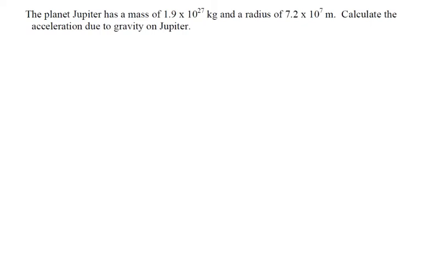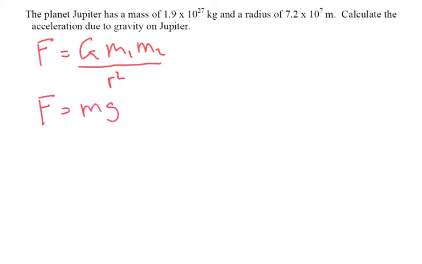The planet Jupiter has a mass of 1.9 times 10 to the 27 kilograms and a radius of 7.2 times 10 to the 7 meters. Calculate the acceleration due to gravity on Jupiter. So, starting off with F equals big G m1 m2 over r squared. Now the acceleration due to gravity little g, F is equal to m g, and we can just call that m1. Then we can substitute this in up over here.